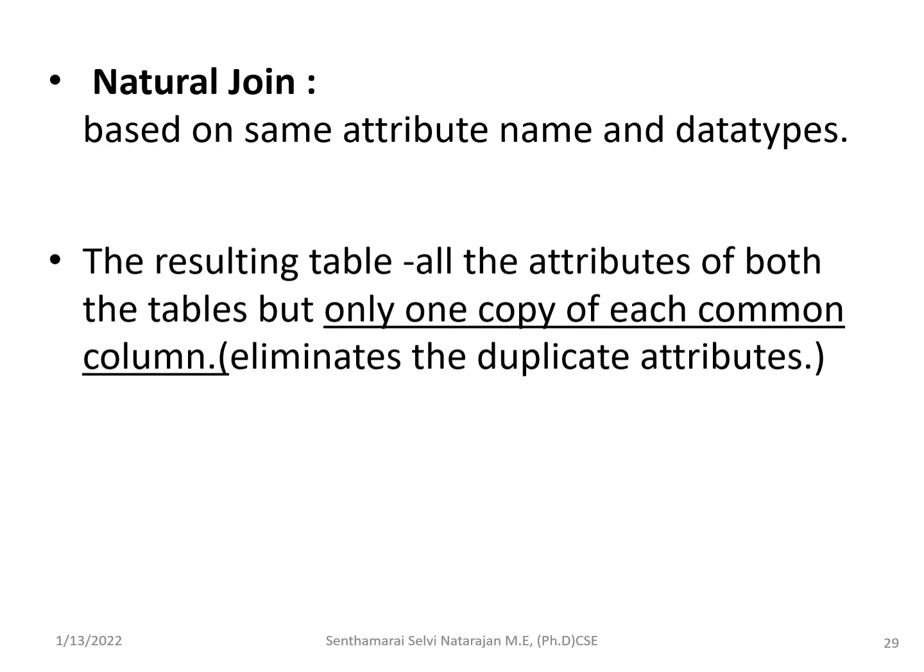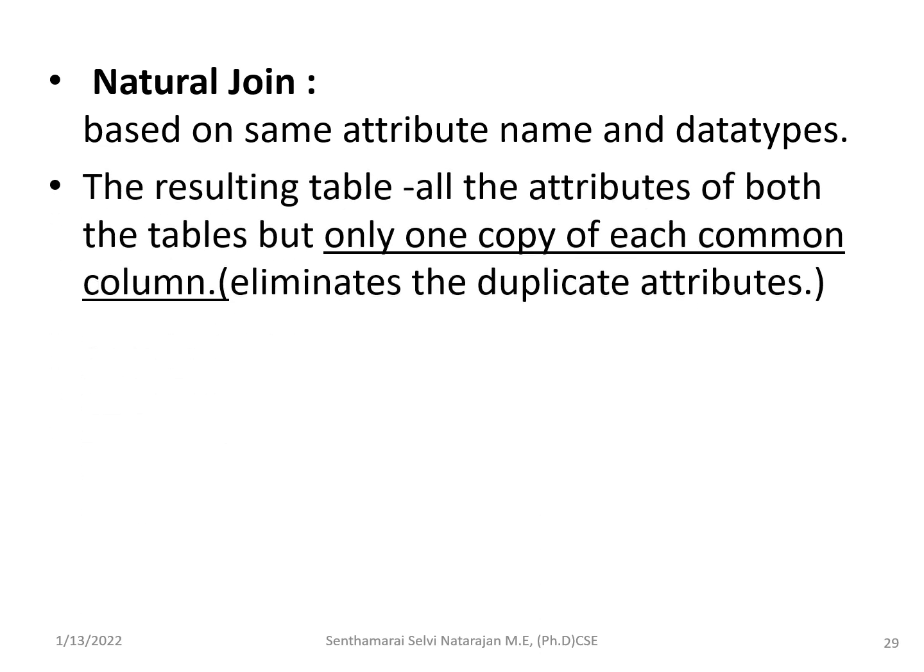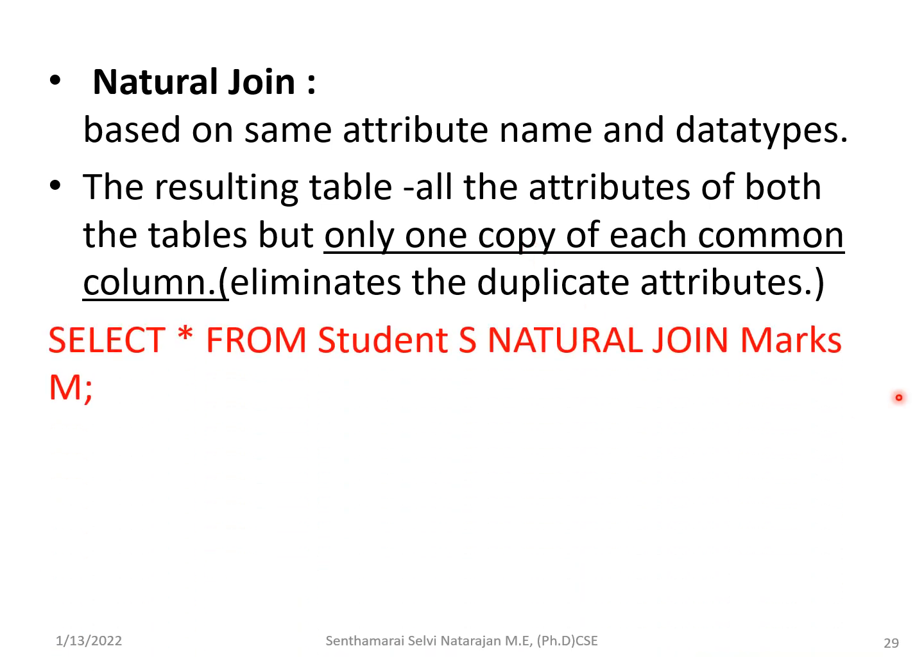It is based on the same attribute name and data type. So it will work on the same attribute name, and the data type should also be the same. The resulting table has all the attributes of both tables, but only one copy of each column. Here it eliminates the duplicate attributes. For the same example, the query is select star from student S natural join marks M.